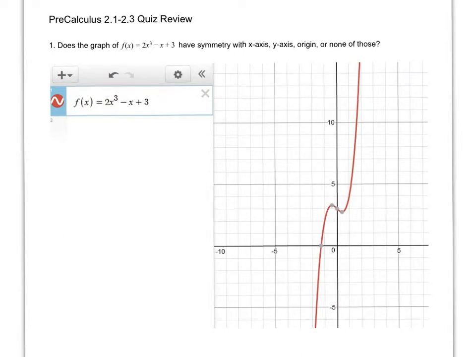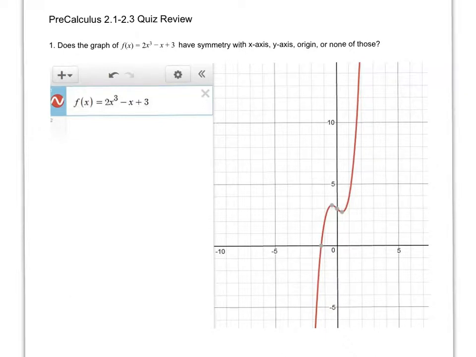Alright, we're going to look at a couple practice problems to get ready for our quiz for Module 2. This first question says, does the graph of f of x equals 2x cubed minus x plus 3 have symmetry with the x-axis, y-axis, origin, or none of these?